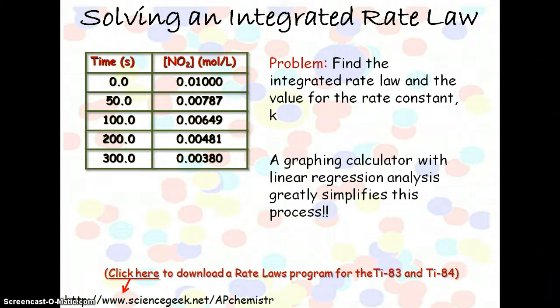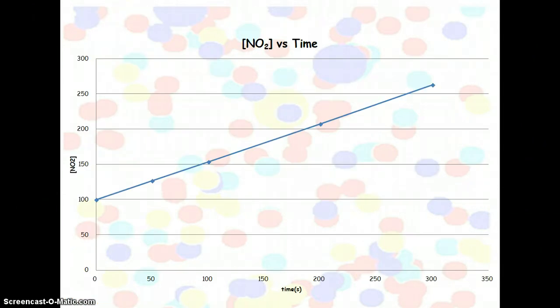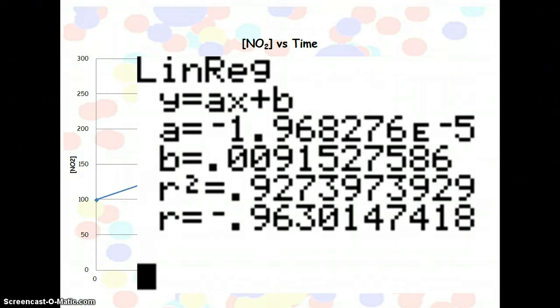All right, let's look at a different problem. This next problem, we're going to graph a different set of data. We're going to start out with the concentration versus time graph. I think it looks very linear, but when you run a regression analysis, you see that the r squared value is only 0.927. So that's really not very linear. So it's not a 0 order reaction. So we need to keep going.